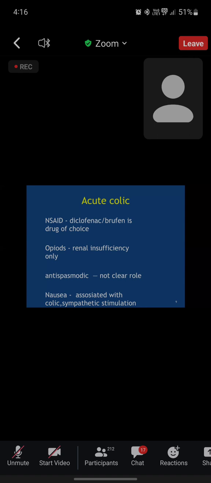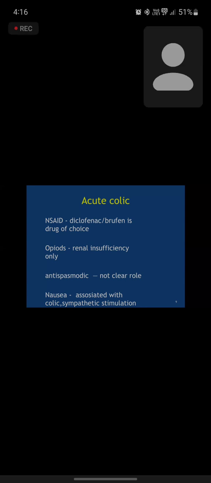Often we see a patient presenting with nausea along with the acute colic. This is because of sympathetic stimulation associated with colic, and it reflexly causes pyloric spasm, and the patient develops reverse peristalsis and projectile vomiting. So if we are able to control the colic pain, automatically the nausea and vomiting episodes will reduce.